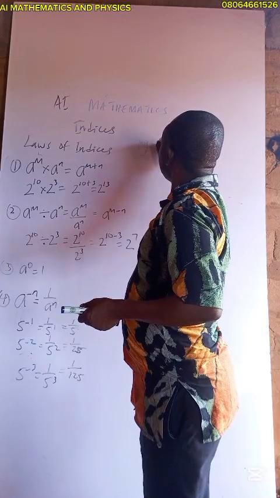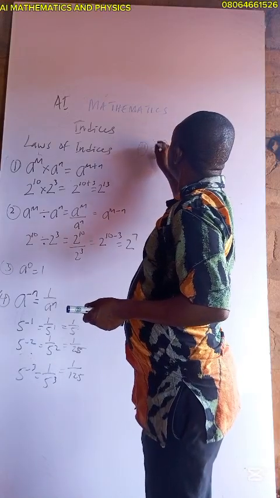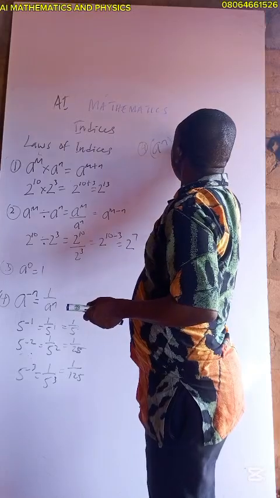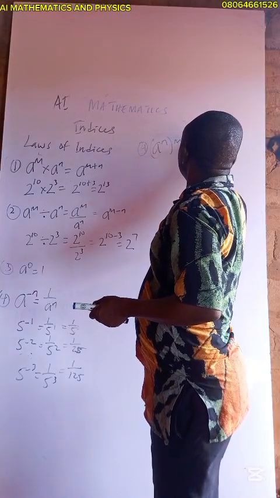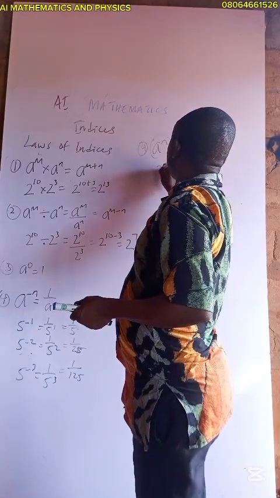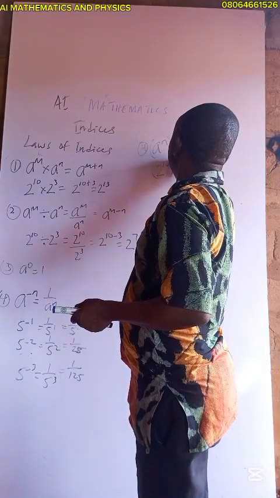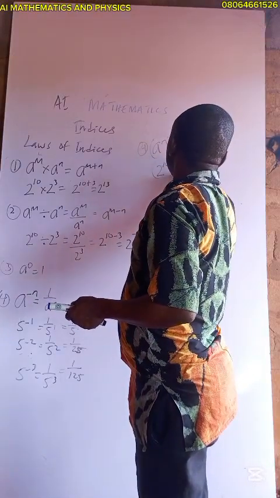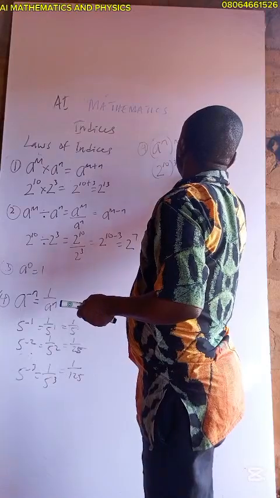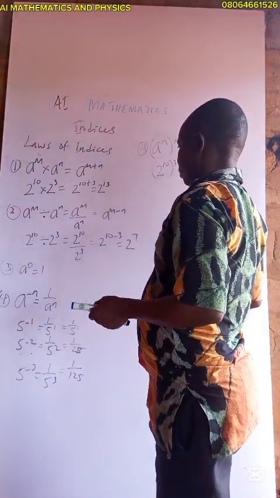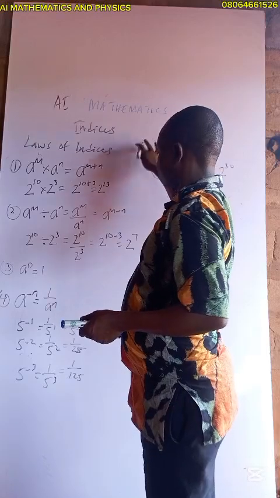Then, another one that's very important. Let's say we have a raised power n, bracket, raised power m. It means a raised power n times m. That is, if we have 2 raised power 10 raised power 3, it means 2 raised power 10 times 3, which is equal to 2 raised power 30. This is rule 5.